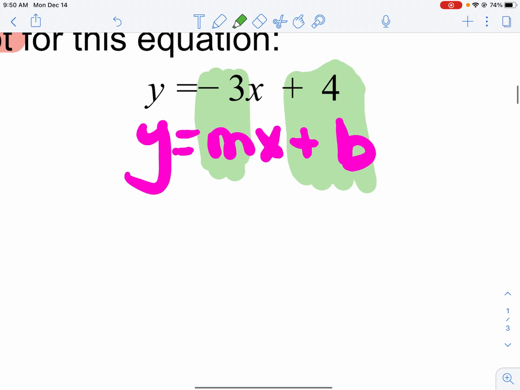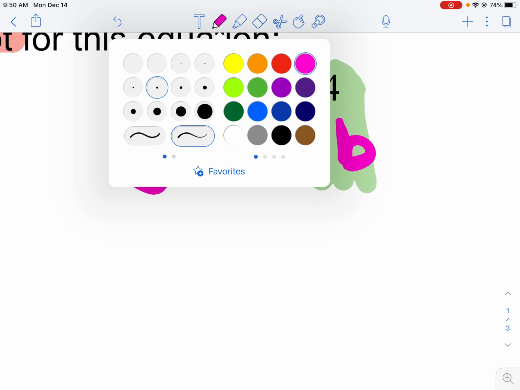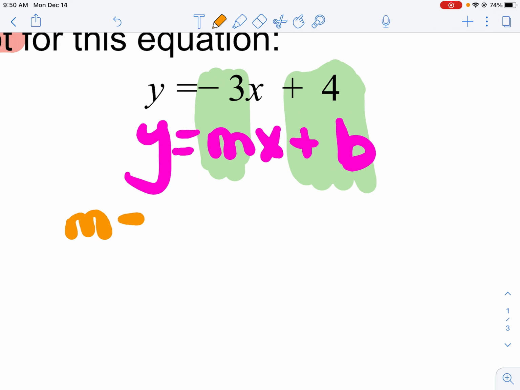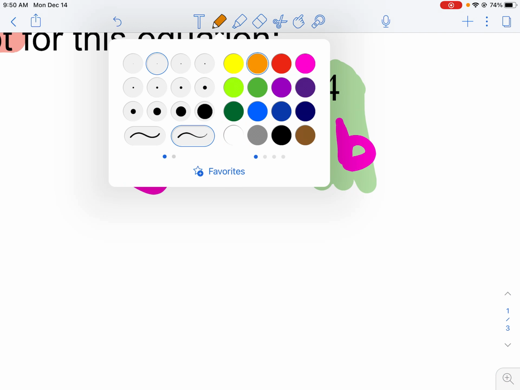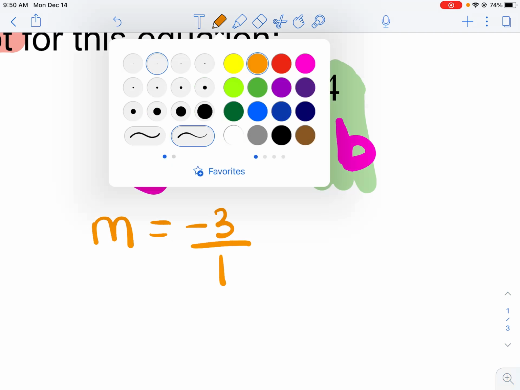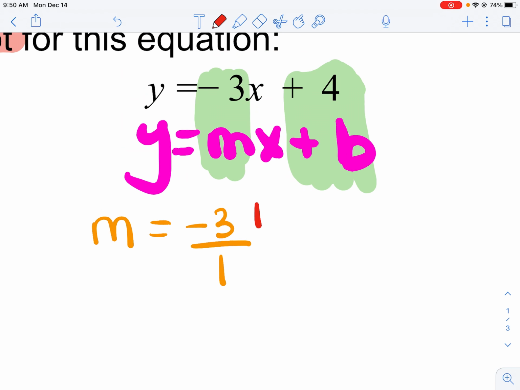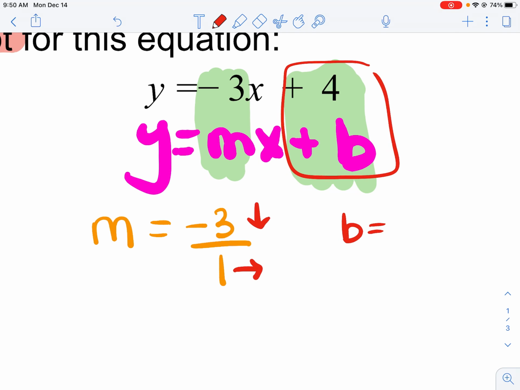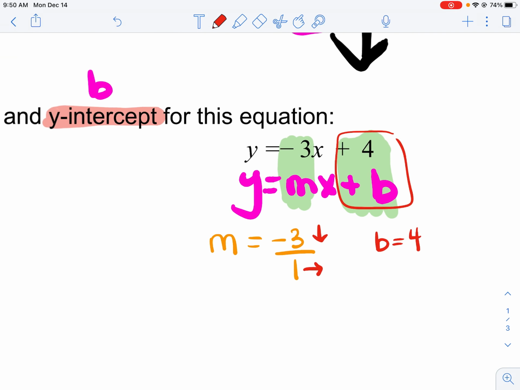If we look at this, it's pretty easy to tell that our slope, or our m, is going to be negative 3 over, and just a reminder, it's always going to be over 1. That means we're going to rise negative 3, so we're really going to go down 3 and to the right 1. And then our b value, or our starting point, is going to be 4.